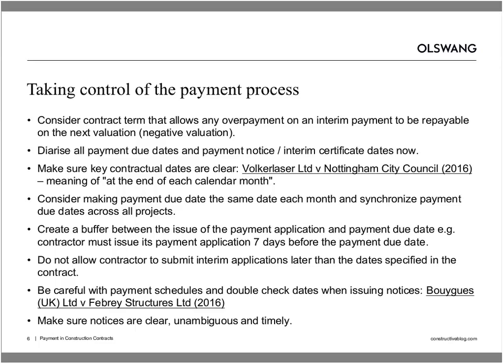And finally, and at risk of repeating myself, I think just make sure that notices are issued on time and are absolutely crystal clear as to what they relate to. And I think that although a lot of the cases that we've been talking about relate to contractors' payment applications, I think it's fair to say that the employer is under a similar obligation to make sure that any payment or pay less notice that the employer issues is also clear, unambiguous, and issued on time. So those are my top tips.